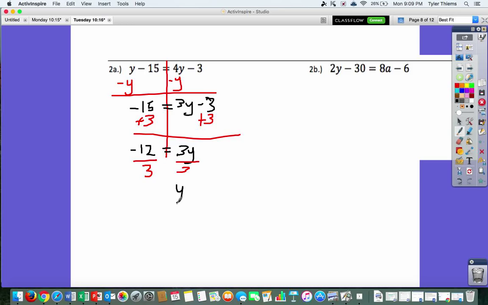You should get y equals negative 12 divided by positive 3, which gives you y equals negative 4. Press pause and do 2b on your own.